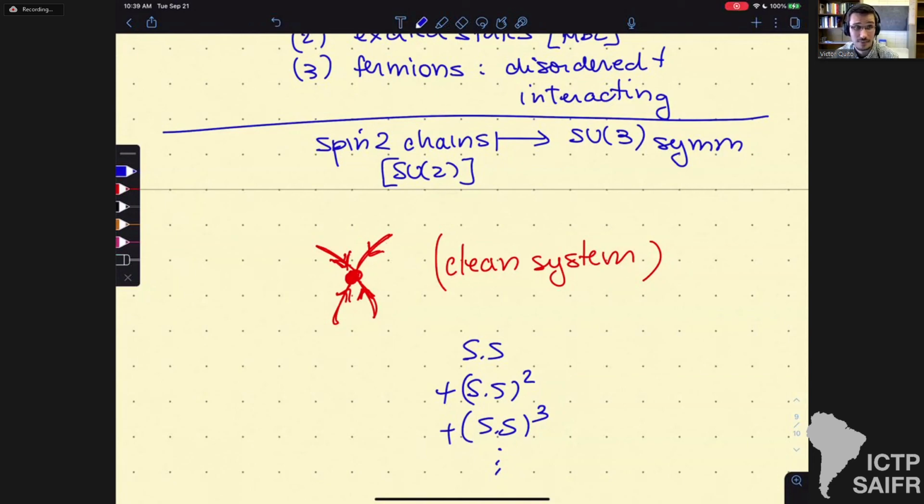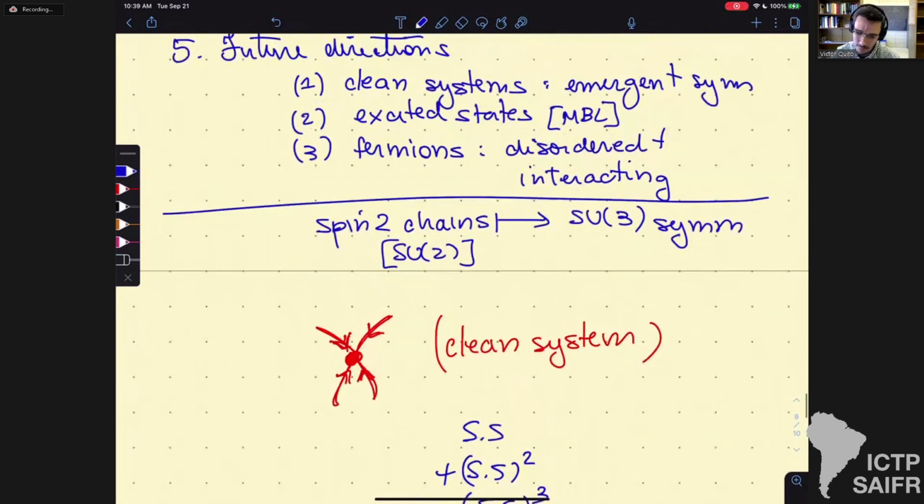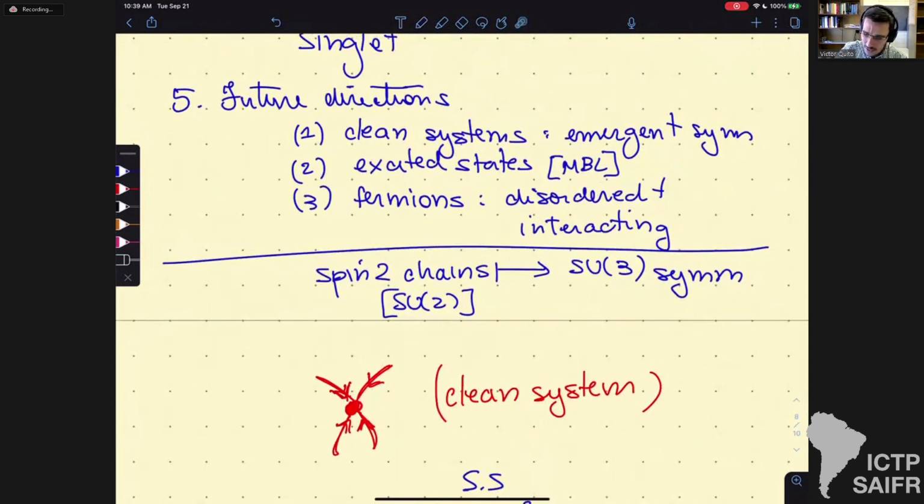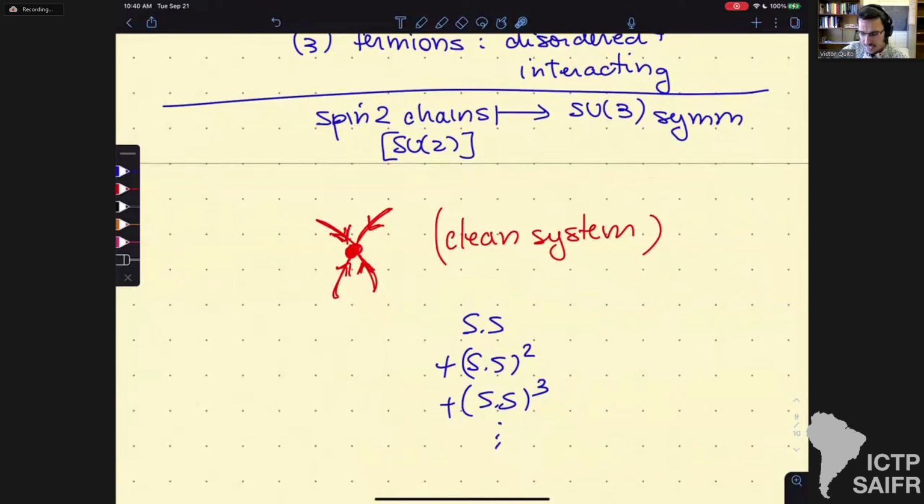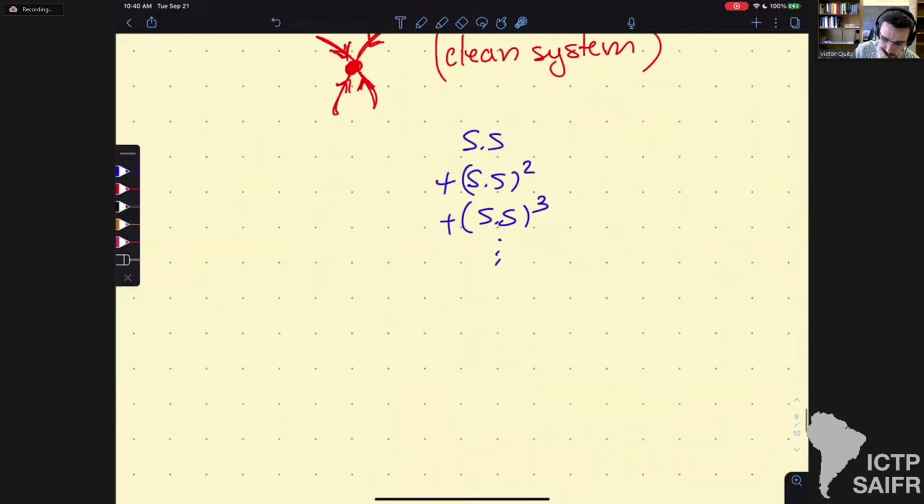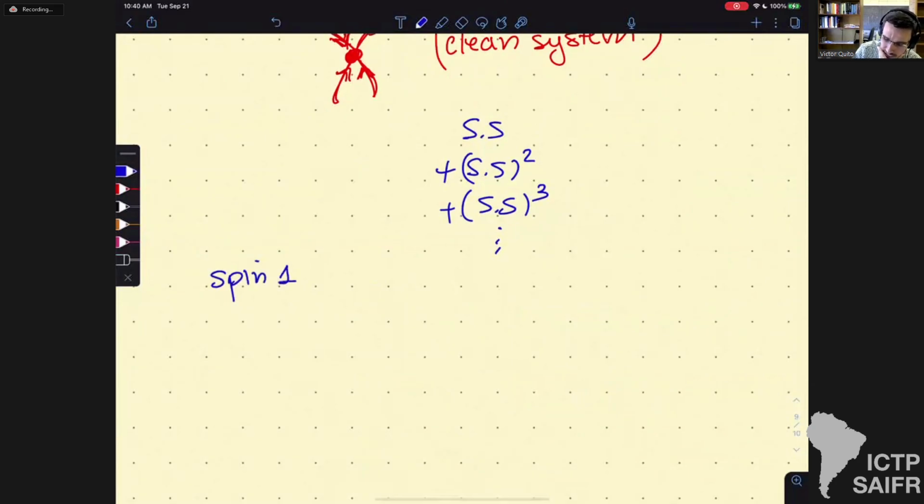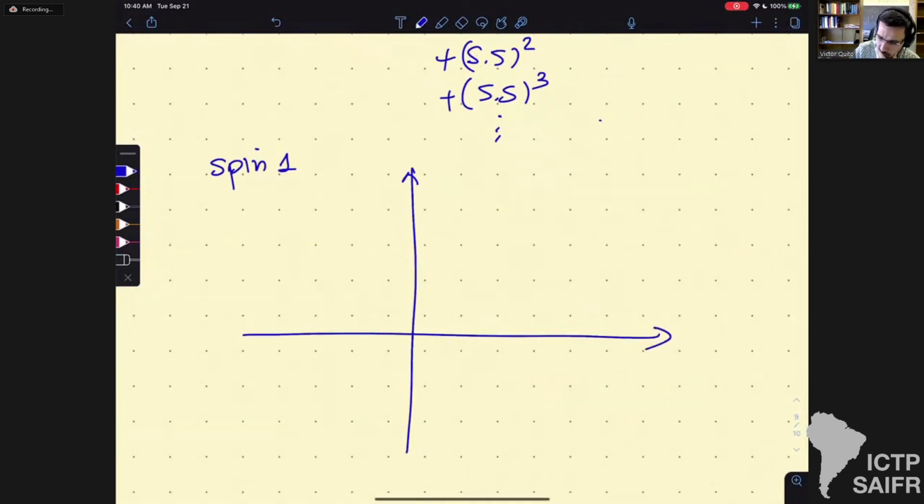in spin 1, the point pi by 4 already has explicit SU3 symmetry. In this case, what we don't have is a point with explicit SU3. That is the mystery. My point was just to mention one possible project with collaborators about clean systems using this group theory structure. To be more precise, in spin 1, if we draw the clean phase diagram, we have S.S and S.S squared, so we can write D and J here, and then we can draw a phase diagram.